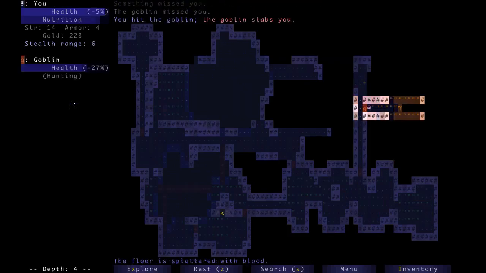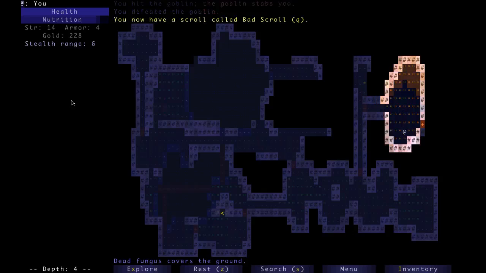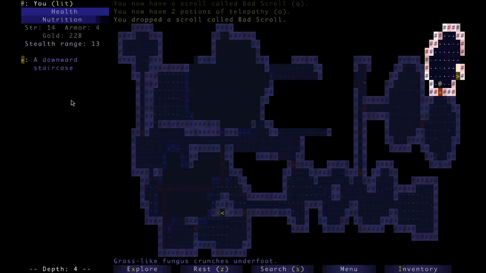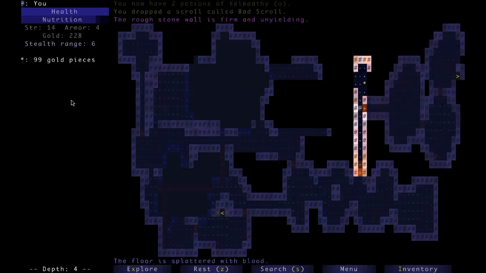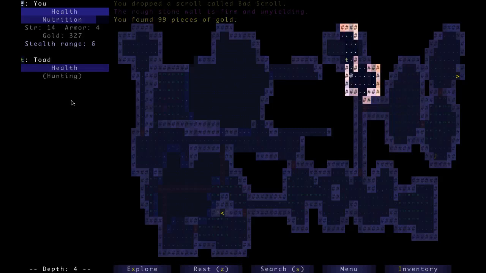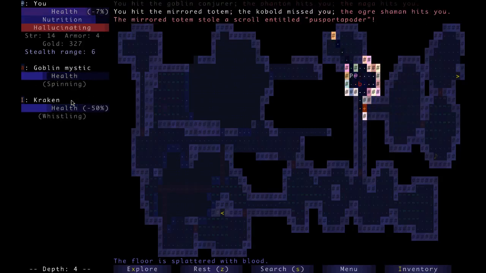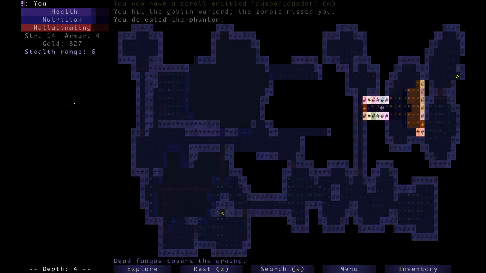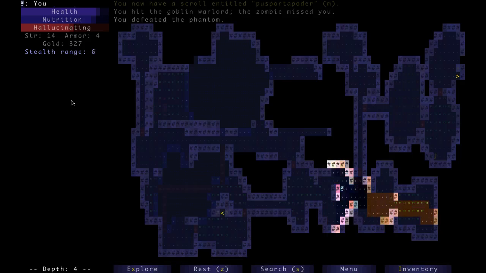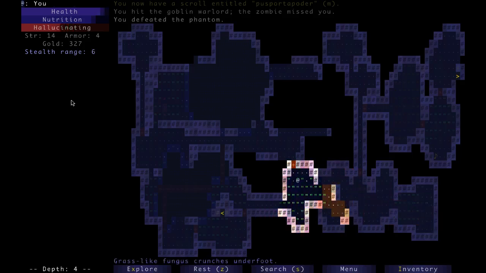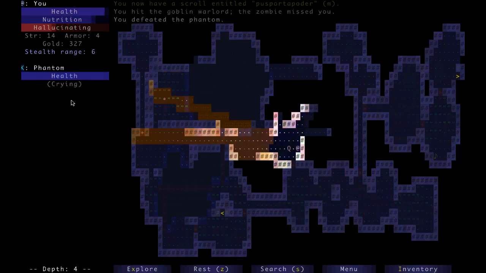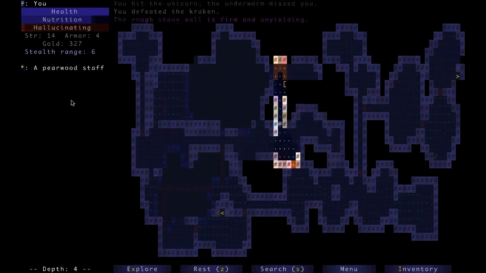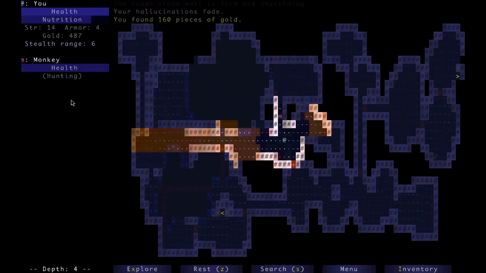Yeah, I got another bad scroll. So I'll drop Q. There is the way out. Let's see, can I see anything else interesting over here? There's a toad. Still depth 4. I am looking for stuff. More toad action, because I remember he's a toad. Just some cash. I'm not really looking for cash.